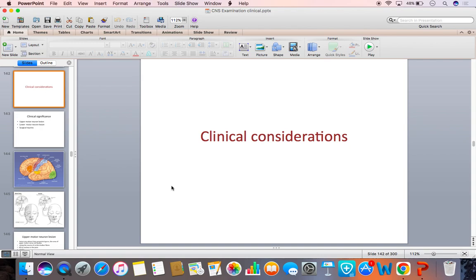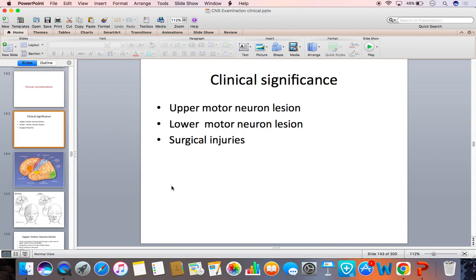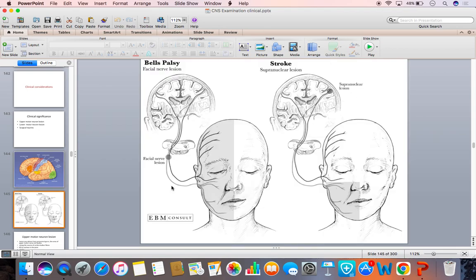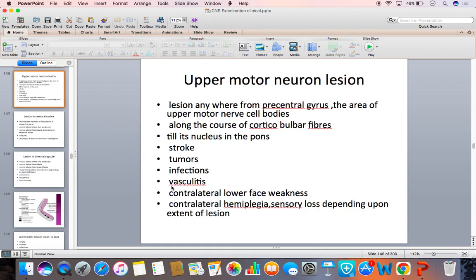Well, coming to the clinical considerations. The symptomatology is described in terms of upper motor neuron lesions and lower motor neuron lesions. Coming to the motor functions, on the facial nerve, upper motor neuron lesion.